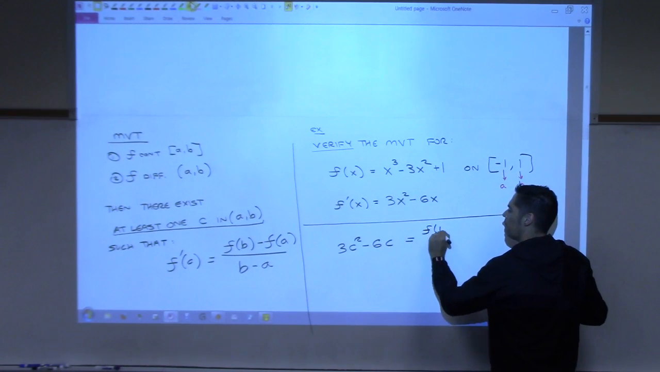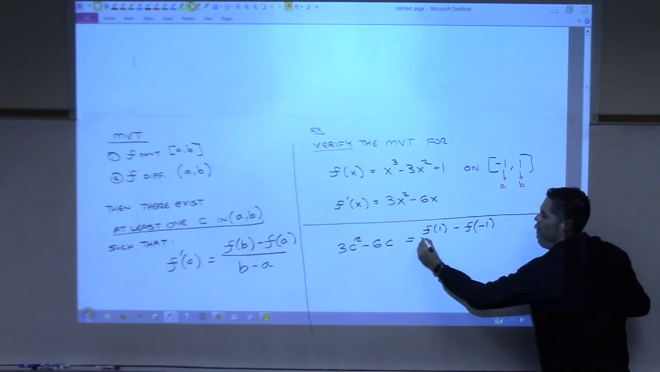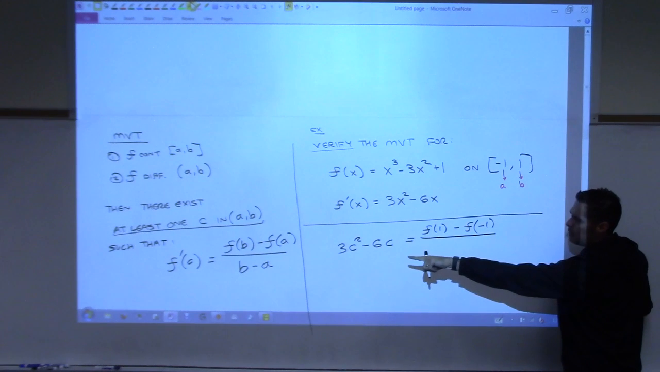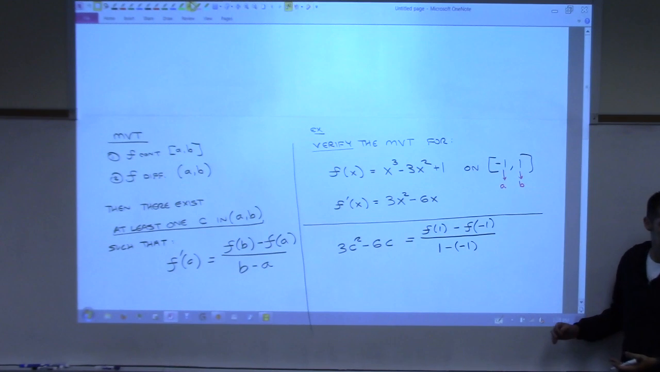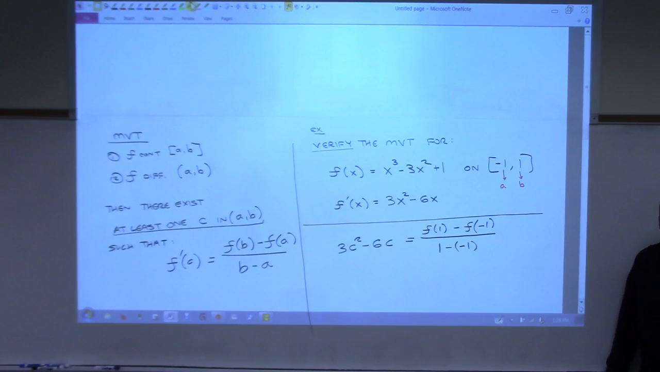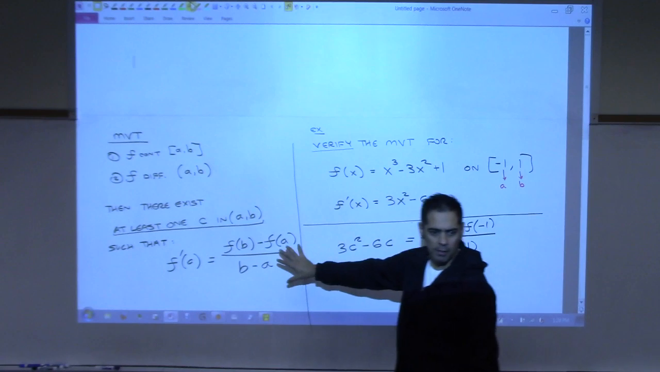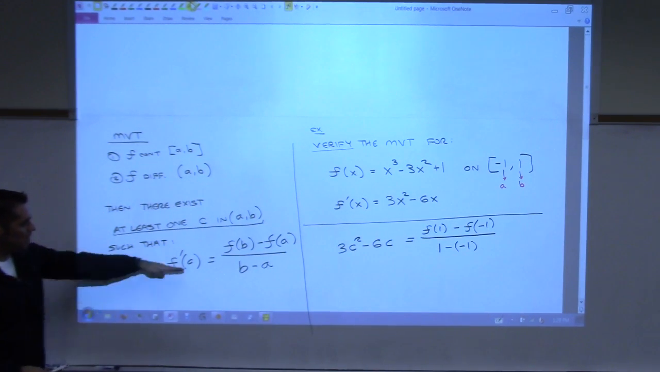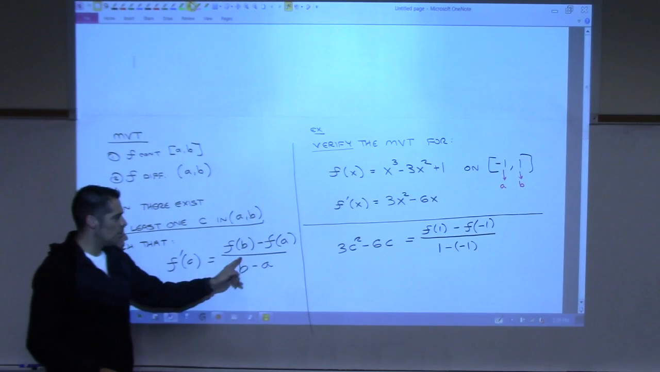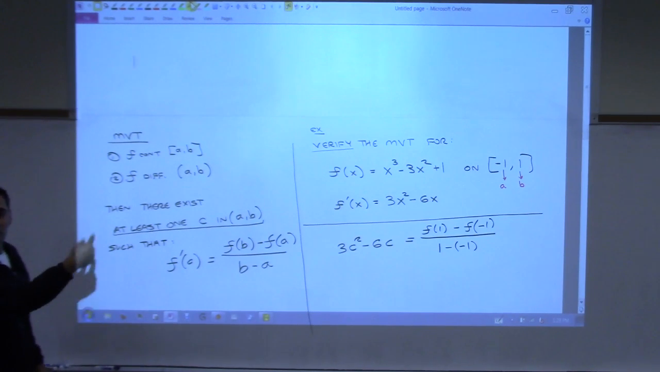f of 1 minus f of -1, over b minus a, so that's going to be really 1 plus 1. A and B here. Oh, this is the mean value theorem right here. Slope of the tangent line at some point is going to be equal to the slope of the secant line. So now I have to figure out what's f of 1 and what's f of -1.